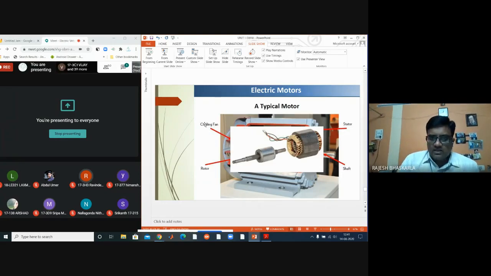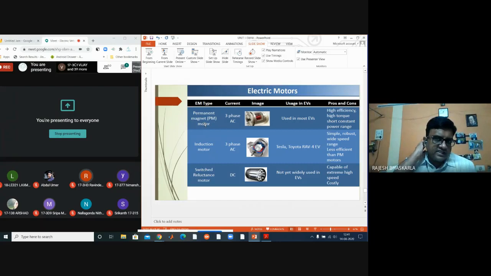Generally, the motors that are preferred now are the 3-phase AC induction motor, and we are also using the permanent magnet motor, called the permanent magnet DC machine. You have a 3-phase supply, but you also have an inverter that converts DC into AC. These are the advantages: high efficiency, high torque, and a short constant power range.